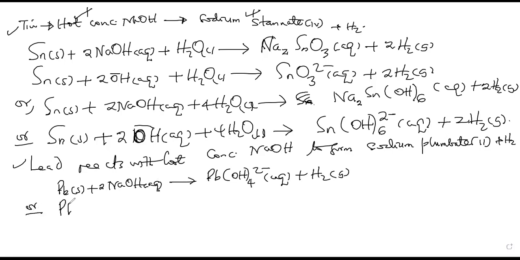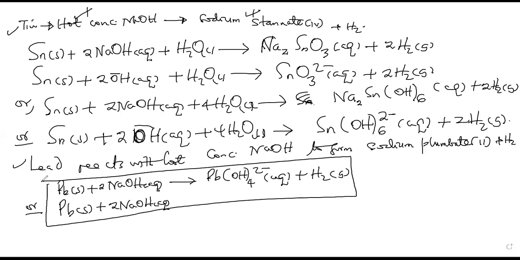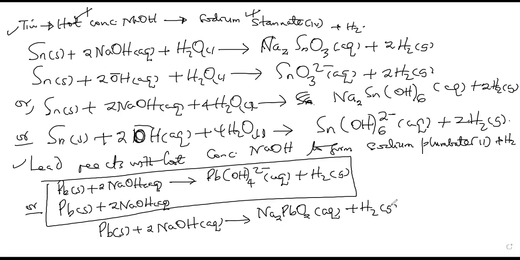or you can have lead plus sodium hydroxide. Sorry for this equation. Let me repeat the first one because it was supposed not to be ionic here. So lead plus sodium hydroxide, you form sodium plumbate 2 and hydrogen gas. Or you can write the ionic form of this as lead solid plus 2OH- ions to form PbO2 2- aqueous and then hydrogen gas.